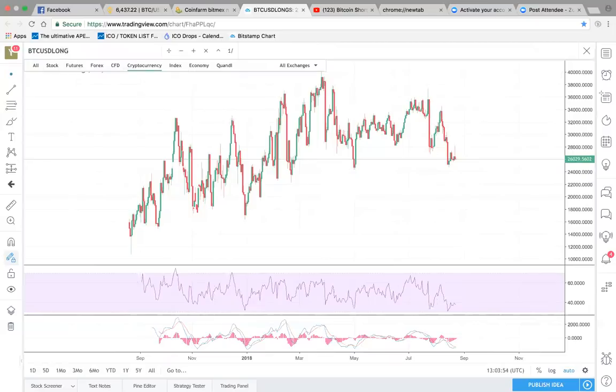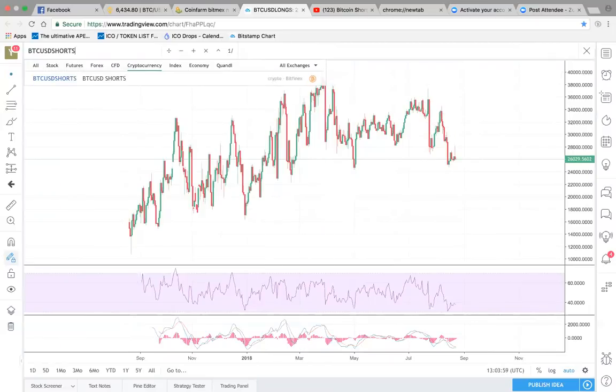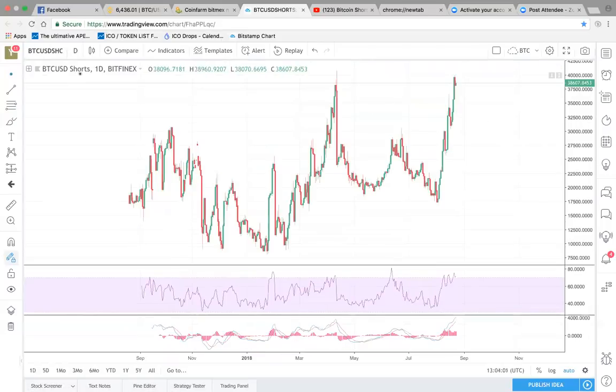Let's compare that to the shorts and what the sentiment is in terms of the futures. Have a look at that. Move that out of there. We're sitting at about 38,000. So that is just under our previous high of around 40,000 contracts, 40,800 contracts. Currently, we're sitting at about 38,600. So safe to say that there are a hell of a lot more shorts than there are longs on the Bitfinex platform specifically.